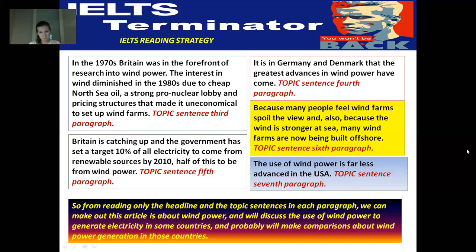So, from reading only the headline and the topic sentence in each paragraph, we can get the idea of what this article is going to be, where it's going, what it's all about. It's going to discuss the use of wind power to generate electricity in some countries, and we'll probably make comparisons about wind power generation in those countries. Now that's just common sense. From reading those things, we see what this could be all about.